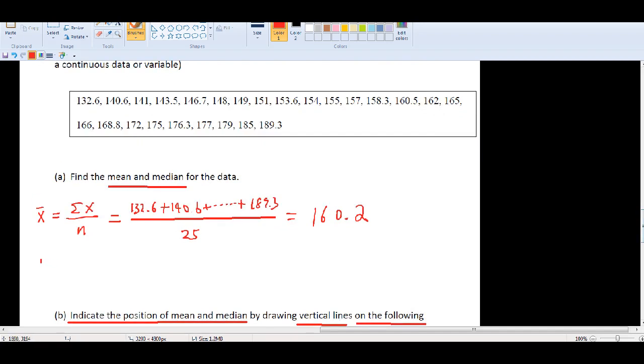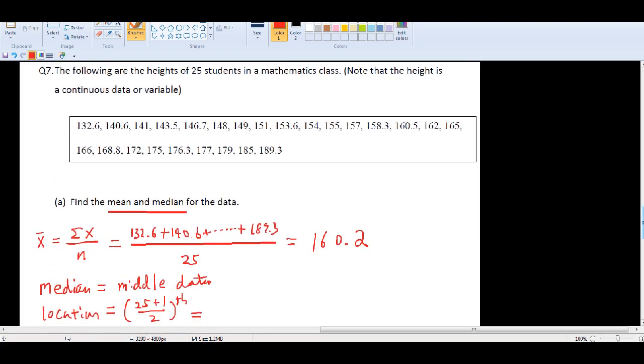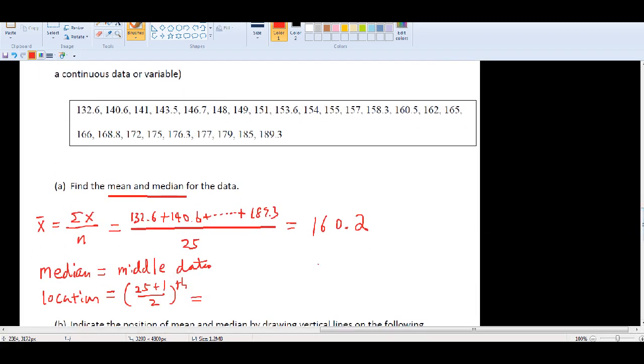So how about the median? Remember, median is the middle data. Middle means you need to find the location. Location would be the number of data, 25 plus 1 divided by 2. So the location would be the 13th data. So you need to find which one is the 13th data.